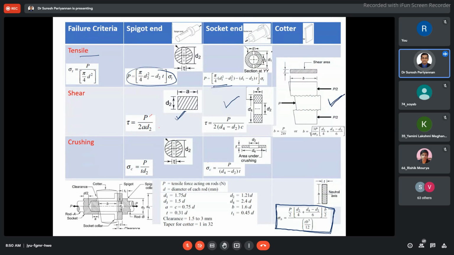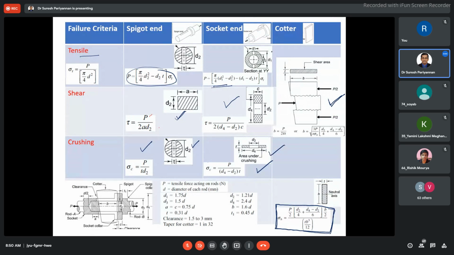Now, crushing failure in the spigot. The cross-section area also given here, spigot, P by TD2. This is the crushing failure in the socket. Sigma C is equal to P by (D4 minus D2) into T, here already given.